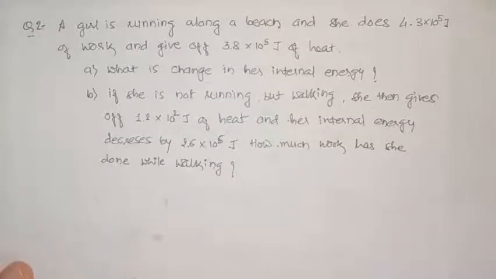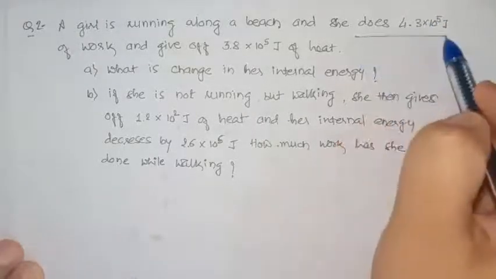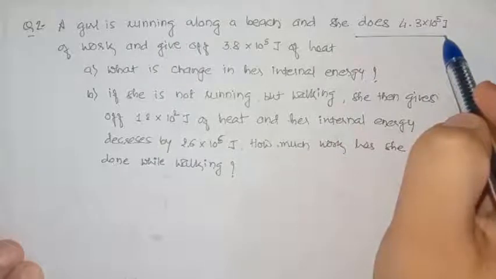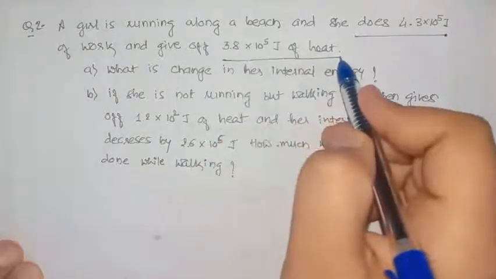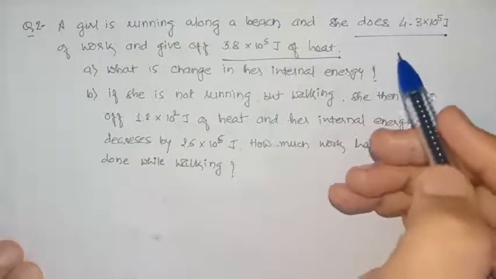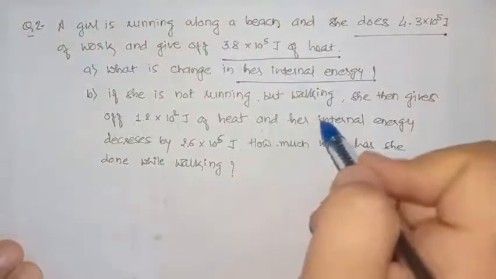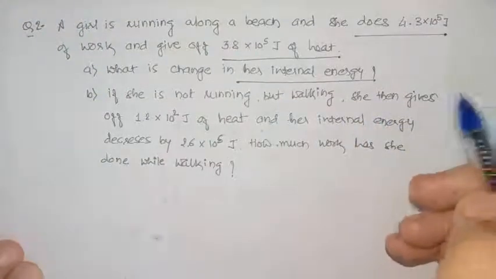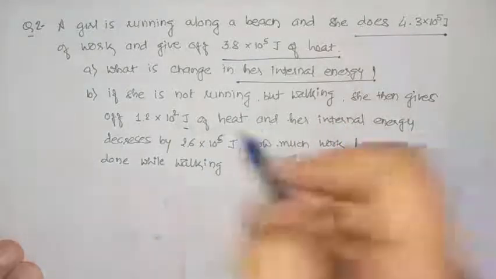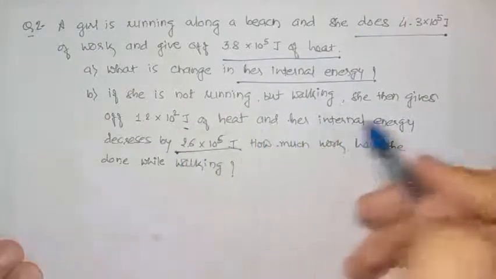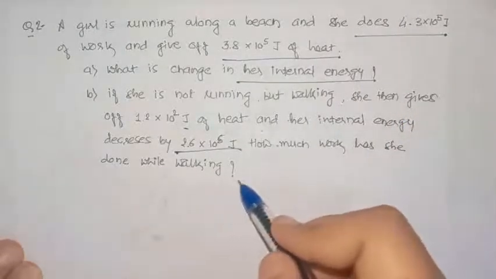In this example, a girl running along a beach does 4.3 into 10 power 5 joule of work and gives off 3.8 into 10 power 5 joule of heat. What is the change in her internal energy? If she is not running but walking, she gives off 1.2 into 10 power 2 joule of heat and her internal energy decreases by 2.6 into 10 power 5 joule. Then how much work has she done while walking?